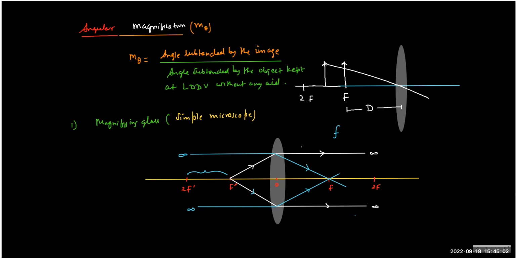So what do we do exactly? We look for the other property of the convex lens. We know that a convex lens also forms a magnified image if it is virtual, if the object is between F and the optical center. So when the object comes closer to F, because we want a bigger angle, and for a bigger angle we should bring the object as close to the optical center as possible.